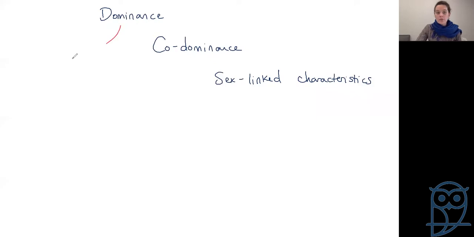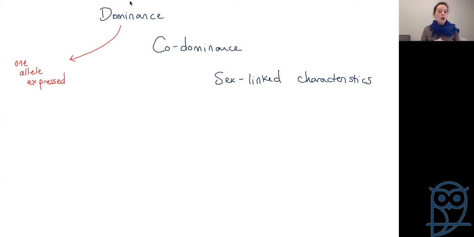When we come to dominance, it's our basic starting point. It's that straightforward case of one allele expressed. It's our capital letter and our lowercase letter, and the capital one is the one that determines the phenotype. Okay, that is straightforward dominance.